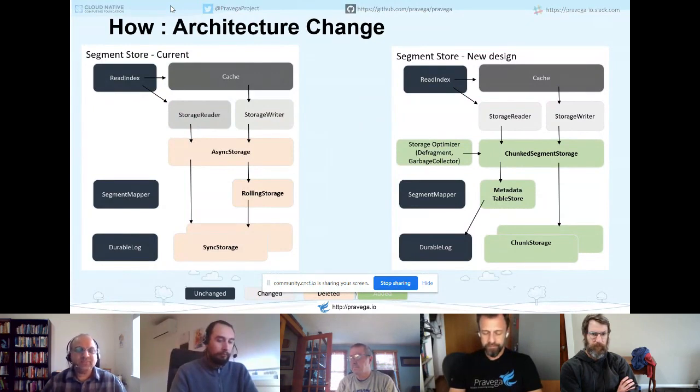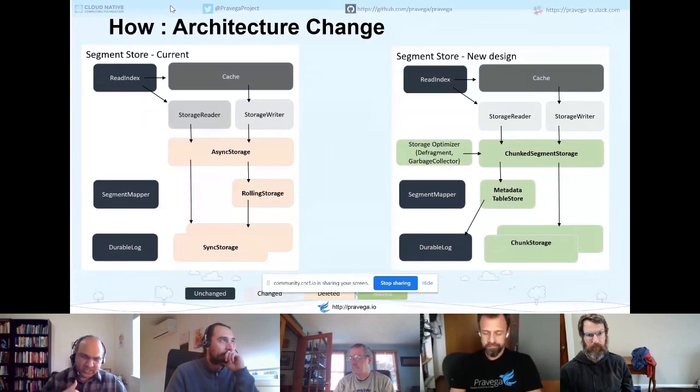So as you can see, there is a cache, and that cache actually calls two components called storage reader and storage writer. The older storage system was called async storage. It actually called into something called rolling storage. And then finally, at the bottom layer, there were these things called sync storages, which is either HDFS, NFS, or extended S3.